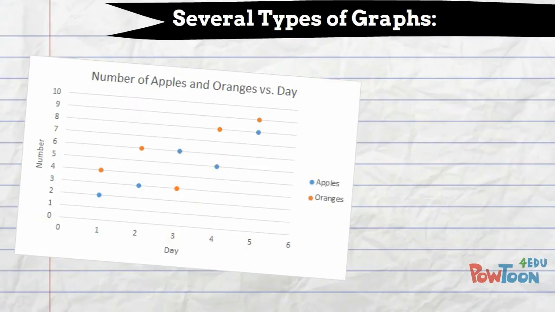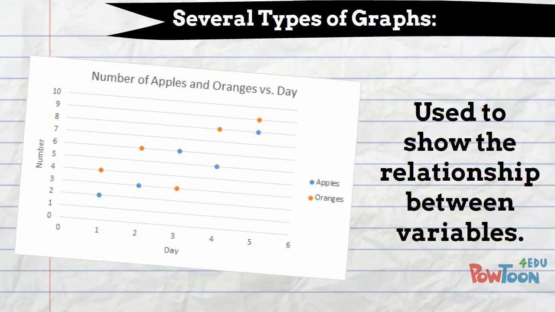Scatterplot, used to show how two variables are related to each other when the relationship may or may not be linear.